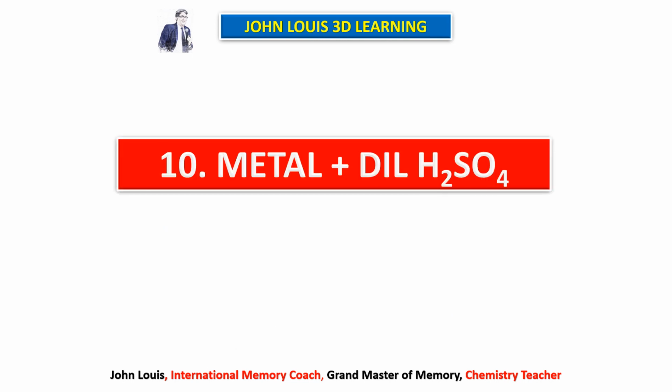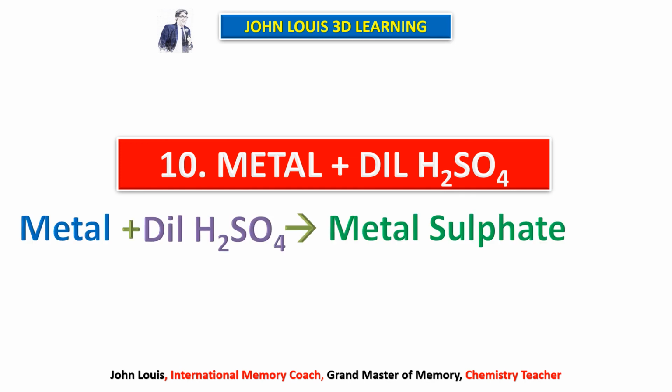Metal plus dilute sulfuric acid. Now we have gone to the next type. We have seen metal plus dilute hydrochloric acid with two examples. Now we have moved to the next type, metal plus dilute sulfuric acid. What is the answer here? Metal plus dilute sulfuric acid gives metal sulfate plus hydrogen. If it is dilute hydrochloric acid, you get metal chloride and hydrogen. If it is dilute sulfuric acid, you get metal sulfate plus hydrogen. That's it. Let's go and see it elaborately.